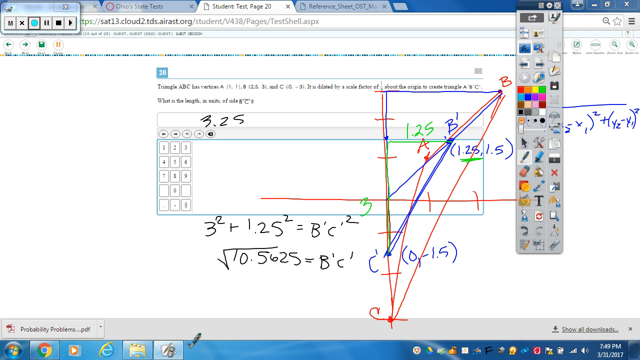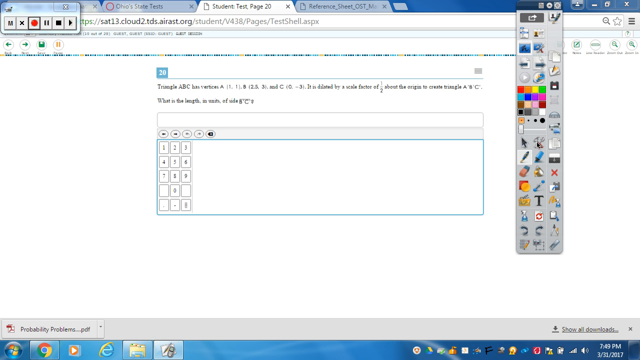But again, remember, if we're dilating something, the distance back to the point of dilation has to increase or decrease by that size. So the rise and the run, halving it makes it half the size. All right, let's move on.